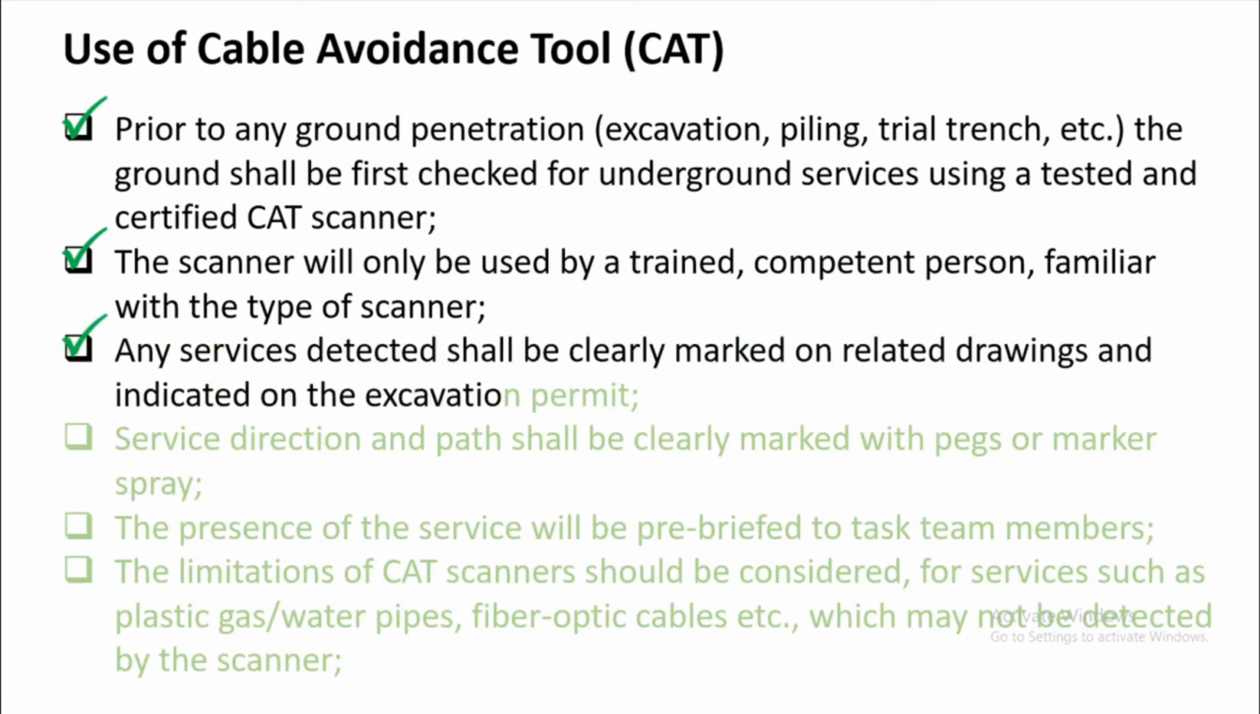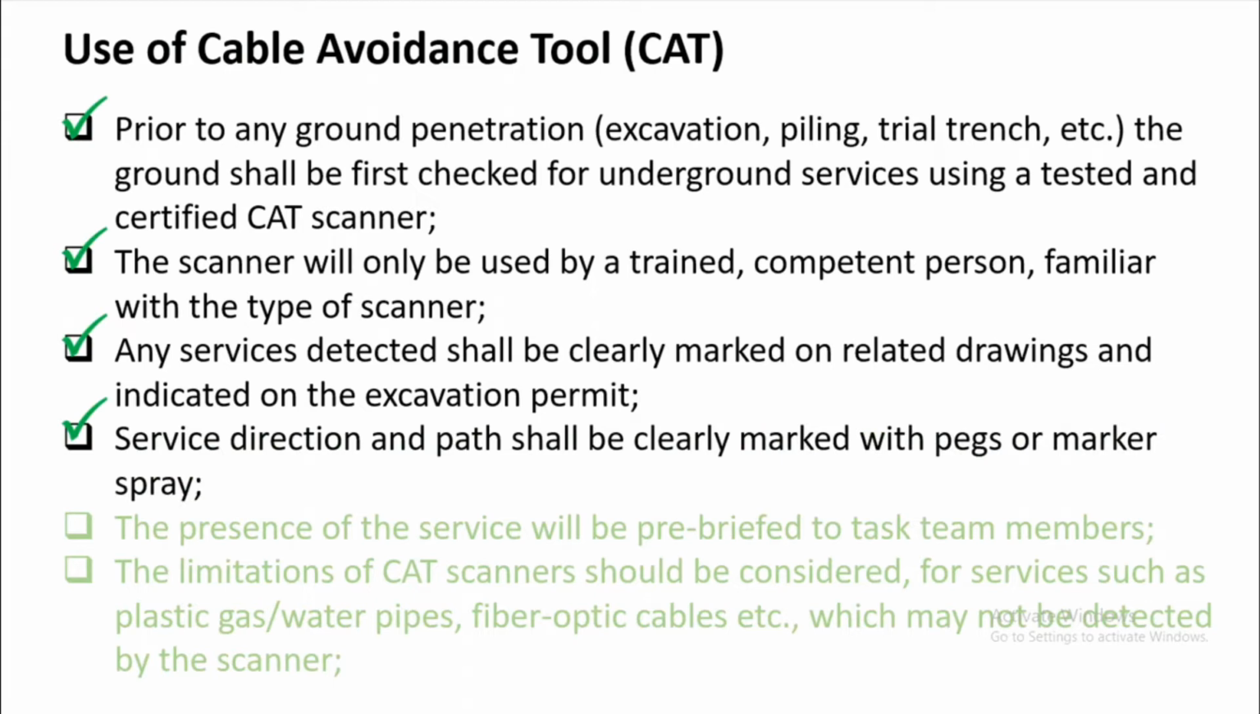Any services detected shall be clearly marked on related drawings and indicated on the excavation permit. So when you detect any services, make sure that your drawings or any related drawings like the as-built drawing are updated and reflect the new services that were detected. And also please indicate it in the excavation permit so that when they are doing excavation, they know that there are underground services at that location. And of course, this is to avoid hitting underground services.